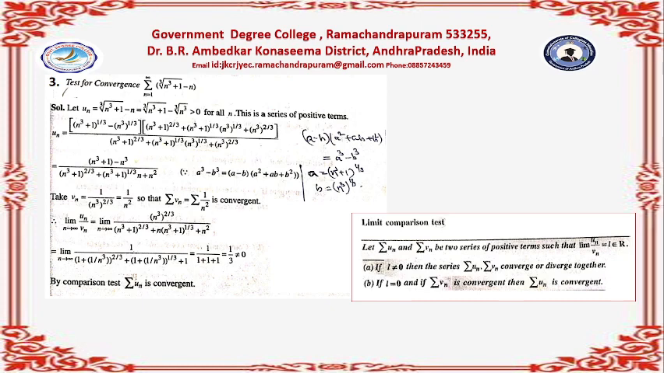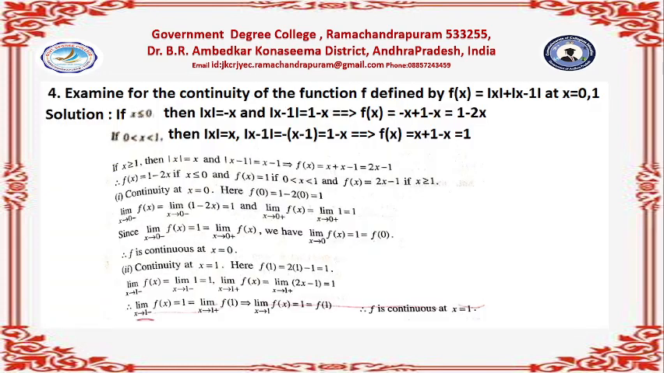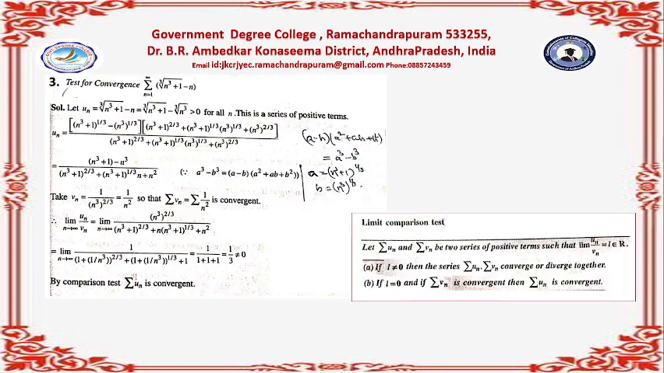Now, test for convergence of summation cube root of n cube plus 1 minus n. Now ఇచ్చినటువంటి సిరీస్ తీసుకుంటే un term is nothing but cube root of n cube plus 1 minus n. So this number is always positive for all n. So this is a series of positive terms. Now un can be rationalized, okay, with what term?